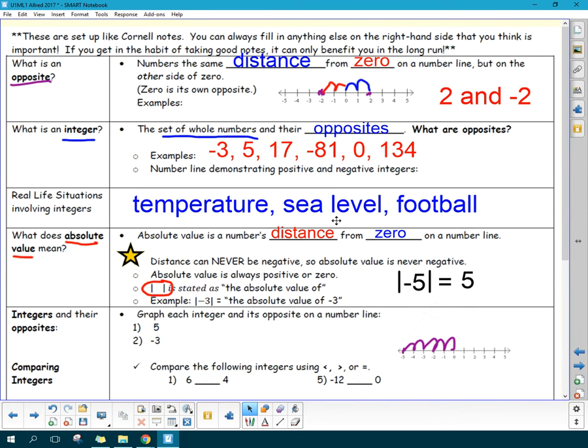Hey, I want you to go negative 5 yards away from me right now. That doesn't make any sense. So distance can never be negative. All right, therefore absolute value will always be positive as well. Okay? Any questions about that?